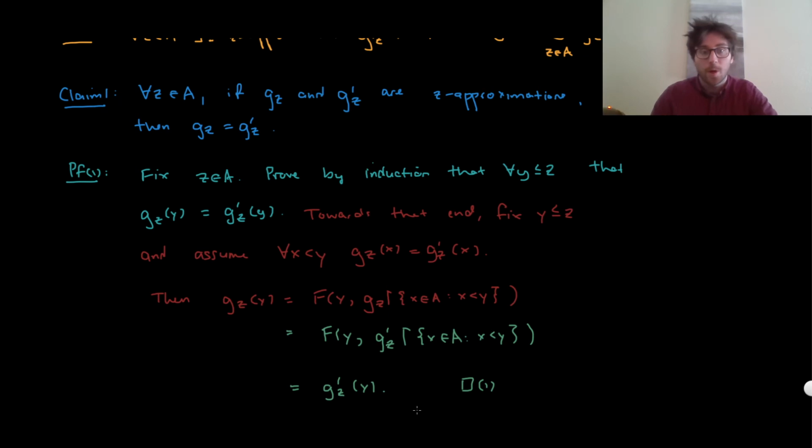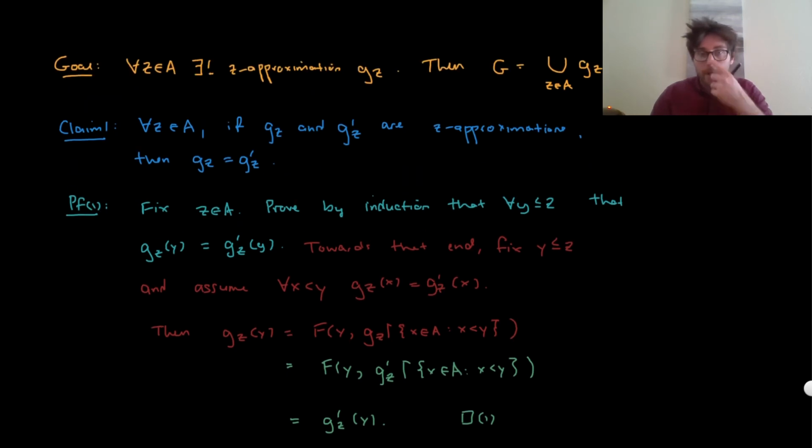We assumed that the statement was true for all the values x less than y, and we argued that it actually also had to be true for y. So this means that the induction goes through. So what happens here is now we have that for any z in A, there's at most one z approximation. And we're going to use this to show that there has to be at least one. So this is our first claim.